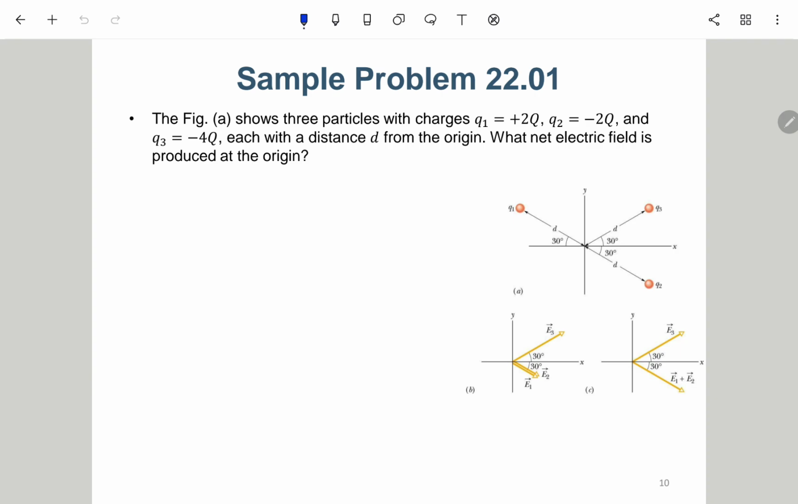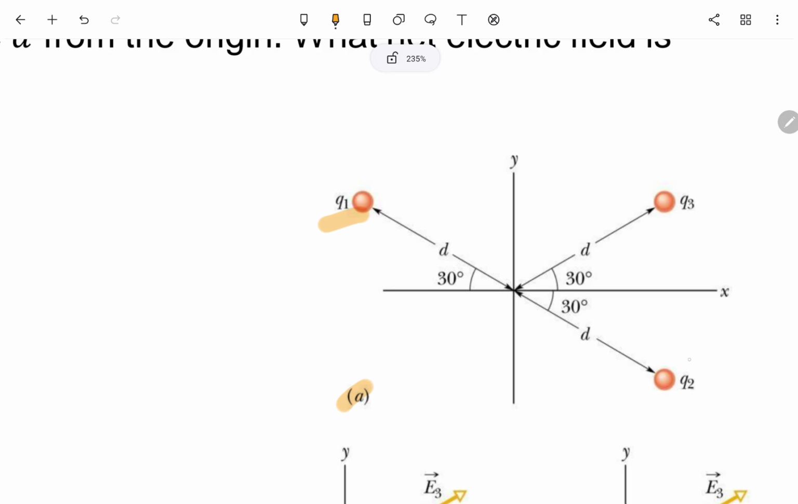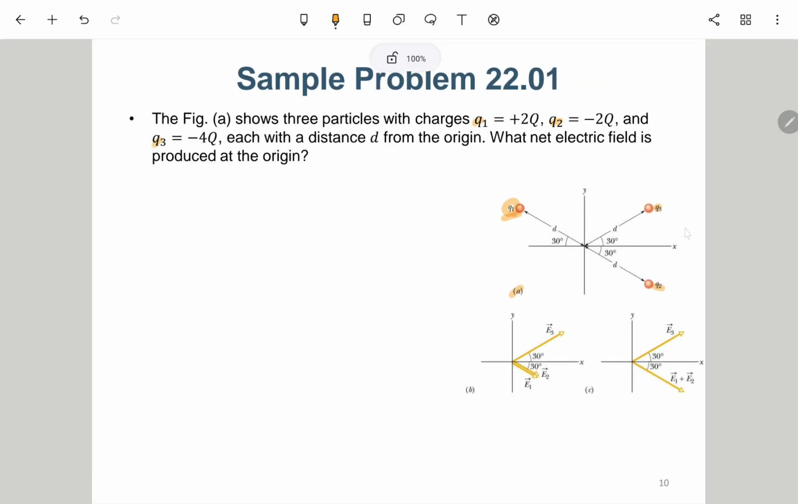Okay, so here is sample problem 1 in this chapter. It says figure A shows three particles with charges Q1, Q2, and Q3. This is Q1, this is Q2, this is Q3. We only have Q1, Q2, Q3 here, each at a distance d from the origin. What net field is produced at the origin?